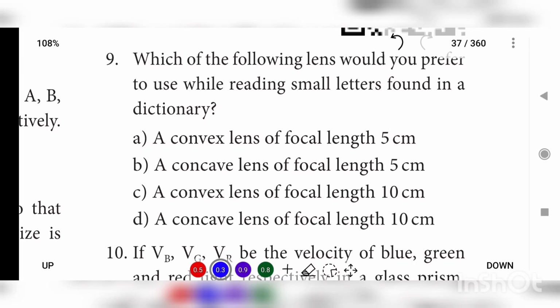Ninth one, which of the following lens would you prefer to use while reading small letters found in a dictionary? Answer, a convex lens of focal length 10 cm can be used. So option C.